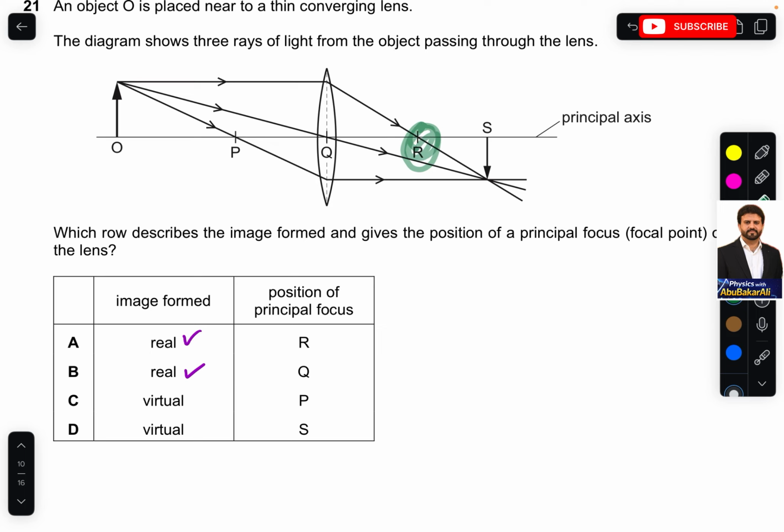And there was another rule. The ray that is moving like this and then moving parallel, from where it is cutting the principal axis, this is also focal. This is also focal. But we can't choose P because this thing is wrong. It's not virtual, it's real. So it's option A, that is correct. Okay.